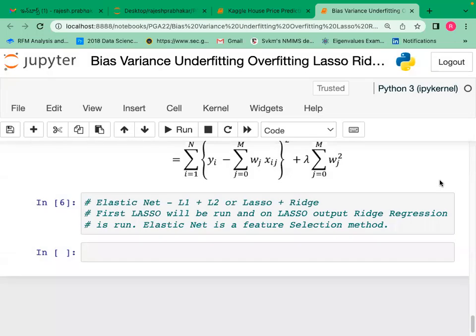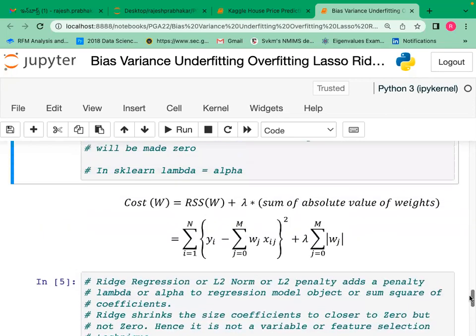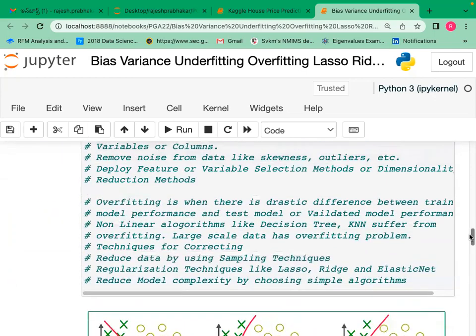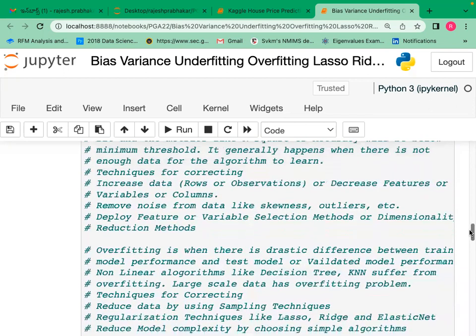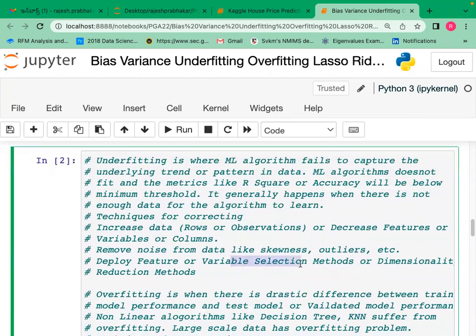I didn't get you. No, overfitting and underfitting. See, feature selection methods: tree-based models are used in feature selection methods. So you can use them to select variables. Okay, so when underfitting is happening, you have to reduce the variables, right? Then you can use variable selection methods. Lasso is one where some variables are eliminated.